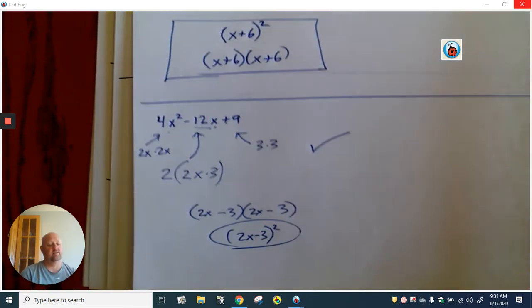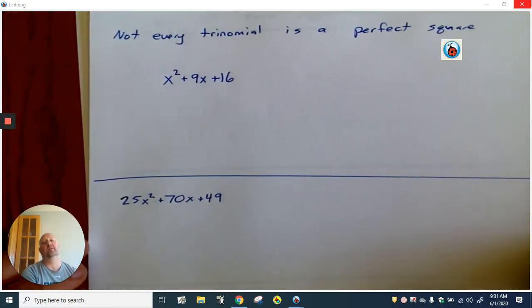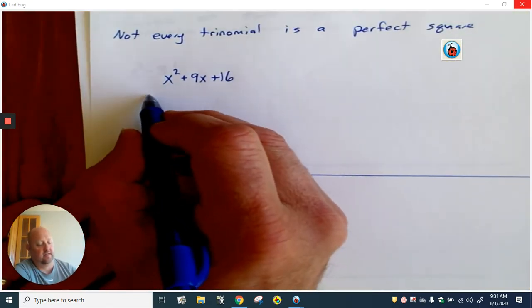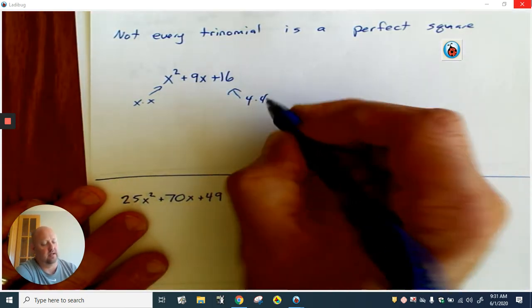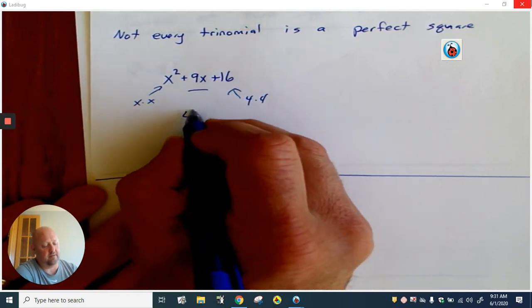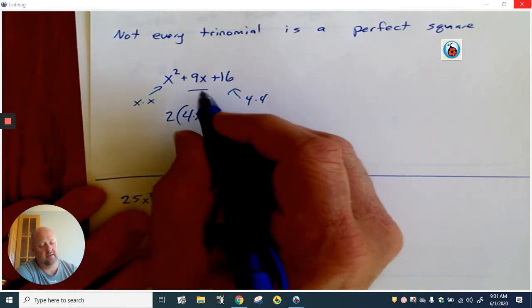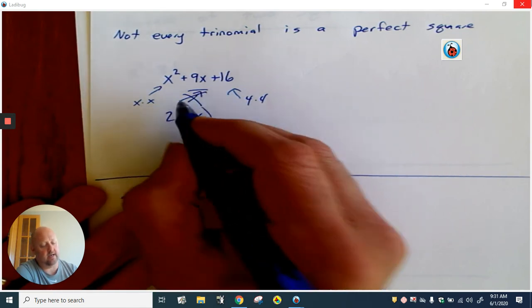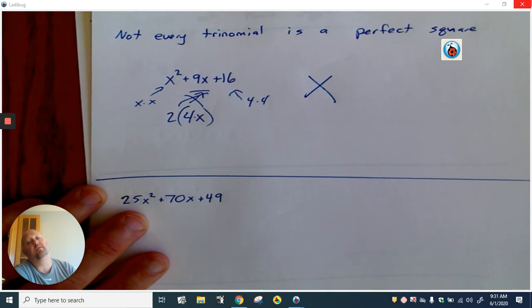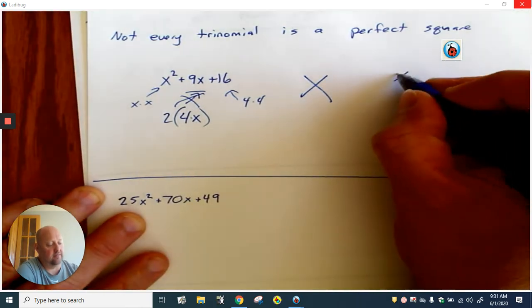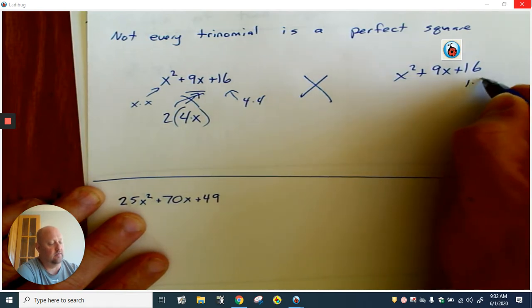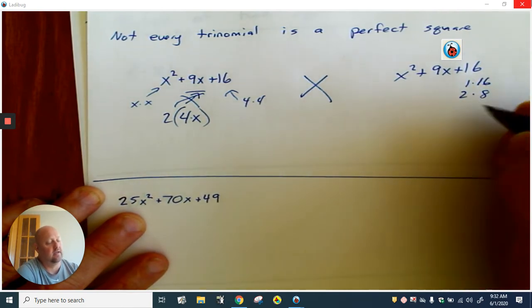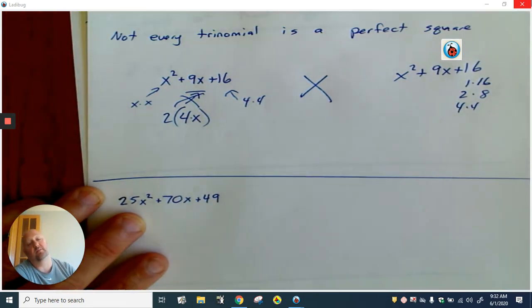Again, not everything is going to work. Not every trinomial is a perfect square trinomial. Even if you see x times x, that works, and 16, sure, 4 times 4. But if I try to check that middle term, 4 times x, and then I double it, that does not get me to that 9. So this is not a perfect square trinomial, and I would have to check other ways to factor. So the next thing I would do is go back through and ask, how do I get to a 16? 1 times 16, 2 and 8, 4 and 4. I have to go back to my old method, and this one actually doesn't factor.